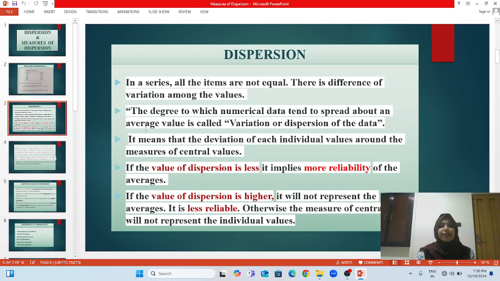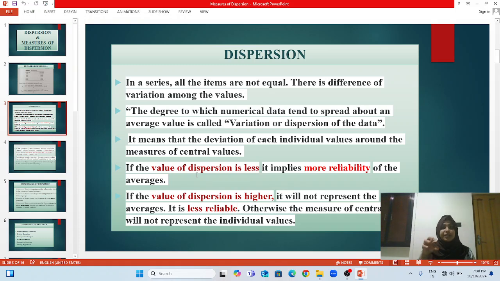That means this is not totally neglecting the central value or the central tendency measures, but it is considering it and fixing it as a central point and seeing how the data set is varied around that central point, that is the mean of the dataset. If the value of dispersion is less, it implies more reliability of averages. So, if we have a dataset, we are fixing the central point, that is the average of the dataset, and we are seeing how the data is spread.